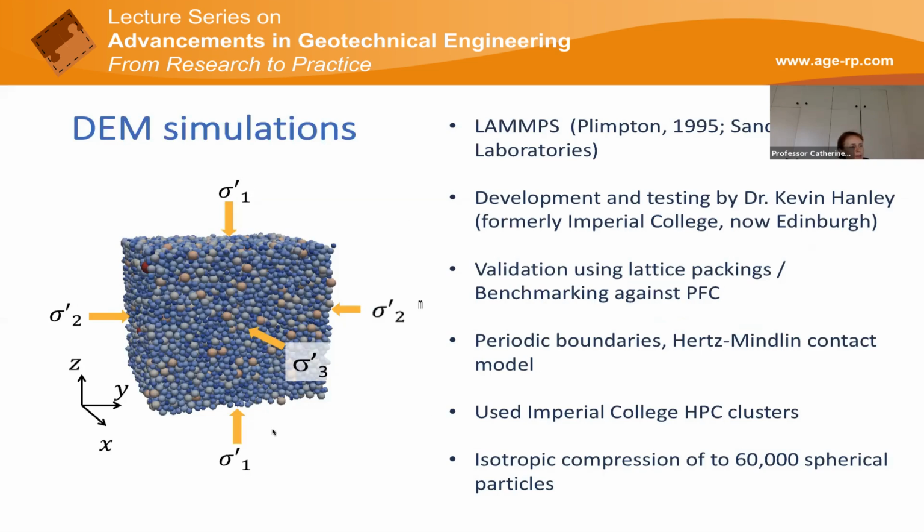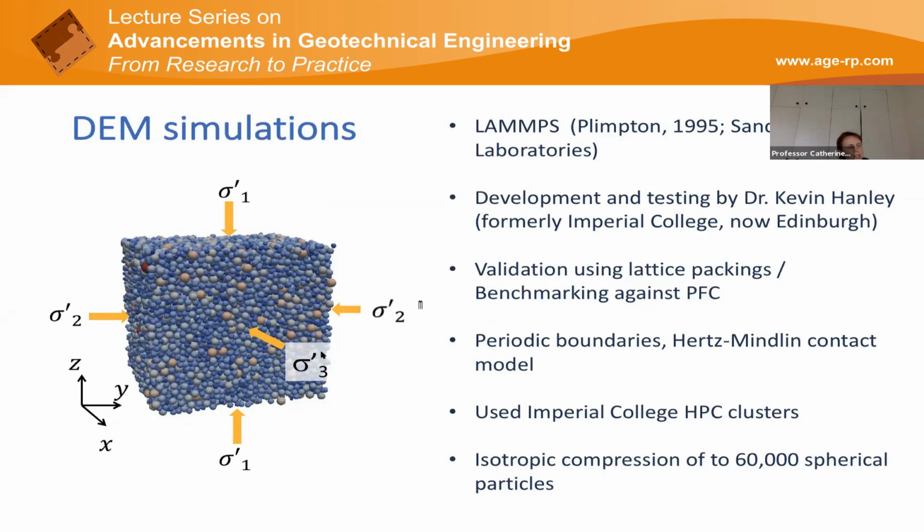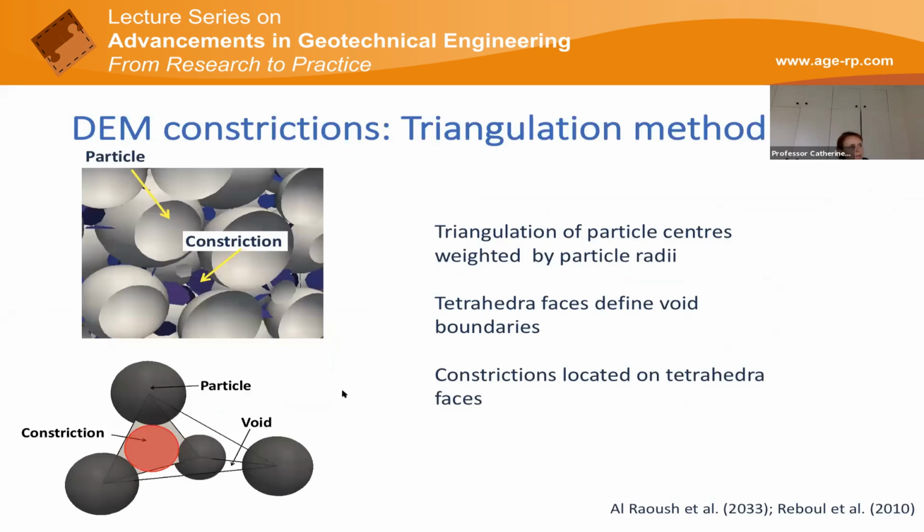We have a periodic boundary. So the particles along this boundary see the particles at this boundary, similarly on the top and the bottom. And that means that our tests are free from boundary effects that you would have if you had flat or curved boundary, rigid wall boundaries in your simulation.